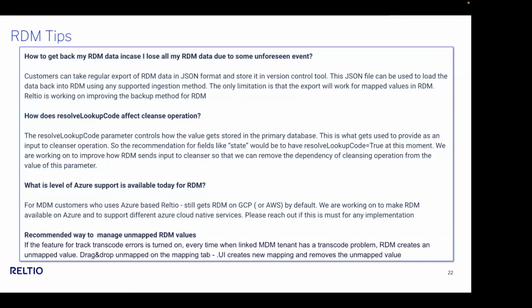Recommended way to manage unmapped RDM values. So the recommended way is to basically drag and drop from the UI and map it. We understand that there are too many, and doing it in bulk is difficult from the UI. But if you do it from the UI, it takes care of underlying things, right? It removes it from the unmapped drawer.